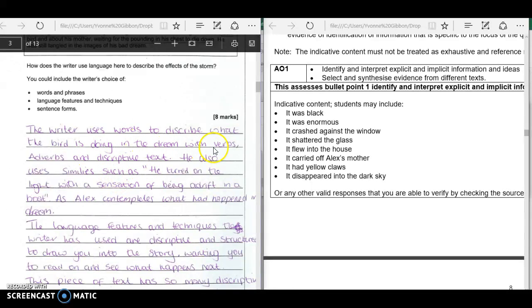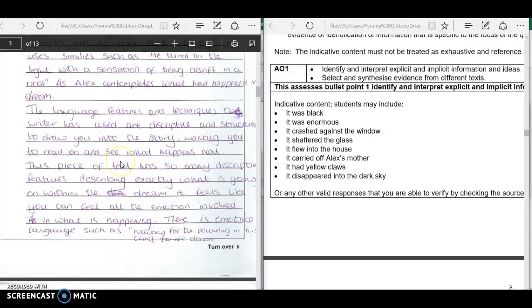Okay, so if you're going to say verbs, adverbs and descriptive verbs, you need to give examples of them. And "he turned on the light with the sensation of being adrift in the boat" is not a simile. And you've gone on to say the language features and techniques the writers used are descriptive and structured to draw you into the story. So many descriptive features describing exactly what's going on. It feels like you can feel all the emotion involved in what's happening.